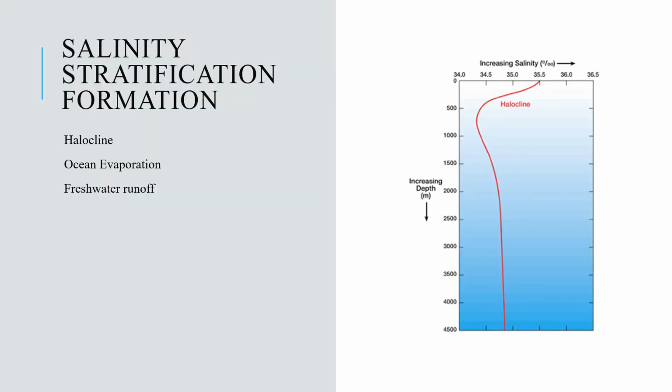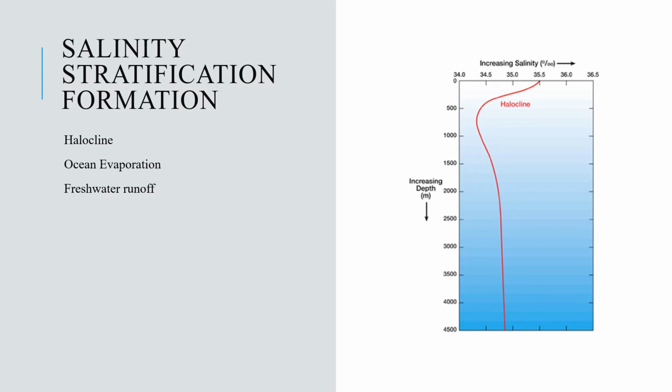So the first type of stratification that I will be going in depth in is salinity. Now, where there is abrupt change in salt concentration, it is called the halocline. For example, the graph on the right shows the halocline at 500 meters, where there's an abrupt change from the water above it. So the water at the surface has more salt because of ocean evaporation.